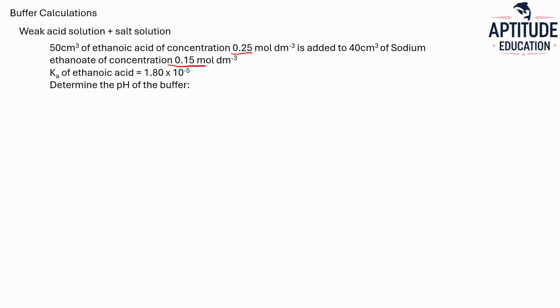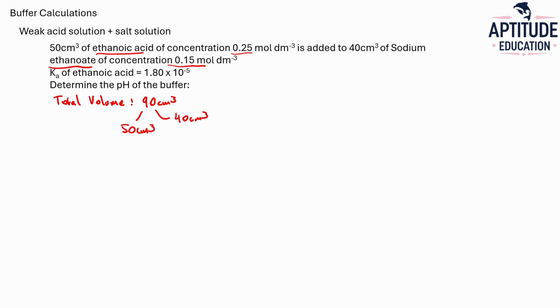When we combine these two solutions, we are increasing the volume to 90 cm cubed, but we are keeping the moles of ethanoic acid and ethanoate the same in that solution. So the concentration of ethanoic acid and ethanoate is going to change, so we need to work out the new concentration of ethanoic acid and ethanoate. There are two ways to do this, but I'm going to use the easier way, which is using fractions. I know that the total volume of our solution is 90 cm cubed. 50 cm cubed of our 90 cm cubed is made using ethanoic acid, and 40 cm cubed of our 90 cm cubed is made using ethanoate.